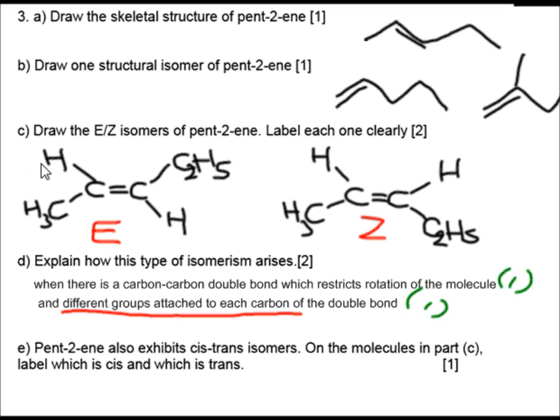Last part then, it says pent-2-ene also exhibits cis-trans isomerism. Now cis-trans isomerism is a form of EZ isomerism, and on the molecules in part C, label which is cis and which is trans. Now at this level, E isomers are always going to be trans isomers. So E is the same as trans because the 2 priority groups are on opposite sides of the double bond. And the Z isomers will also be cis because the 2 priority groups, or the 2 non-hydrogen groups, are on the same side of the double bond.